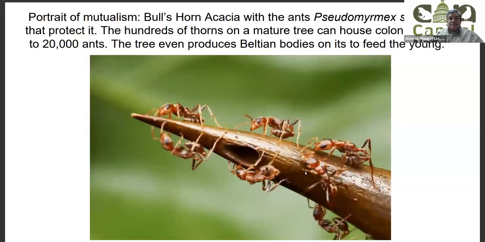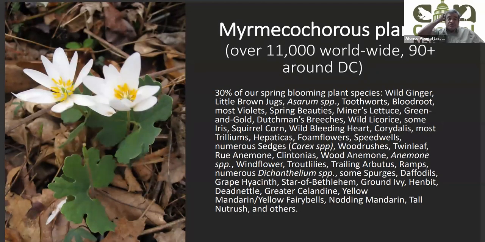So here we will see, back one, please. If we go back just right here. So maybe over 11,000 worldwide, and we have over 90 different kinds just around this region. About 30% of our spring wildflowers especially are myrmecochorous plants, meaning they have to have ants to help them along. Some are really important, like the bloodroot I mentioned. Some local studies show that if the ant doesn't rip the elaiosome off, then the bloodroot doesn't produce very well. It needs the ant to continue its life cycle really well.